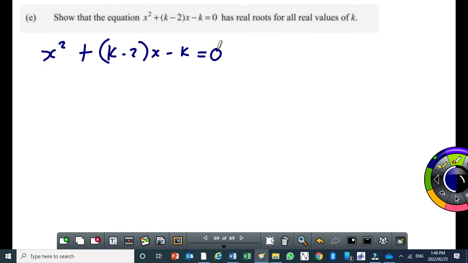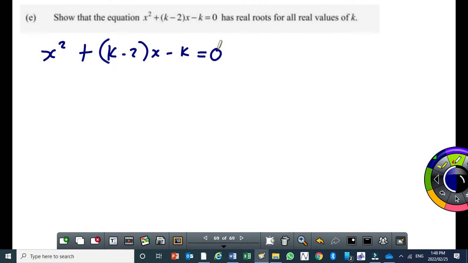This is different from the previous questions. Can I have your attention, please? Right, the question says show that the equation, which is given there, it's quadratic, right? Has real roots. It has real roots for all real values of k.